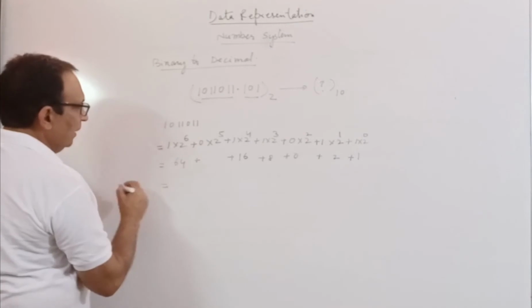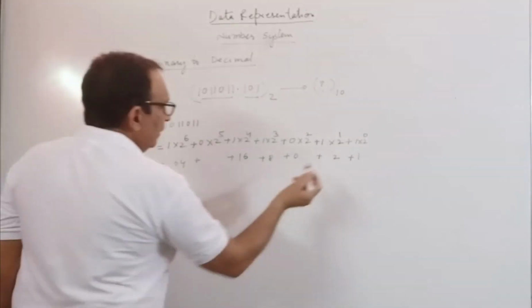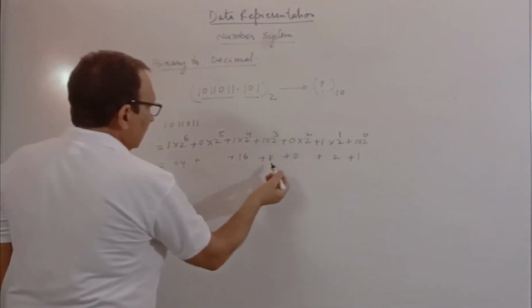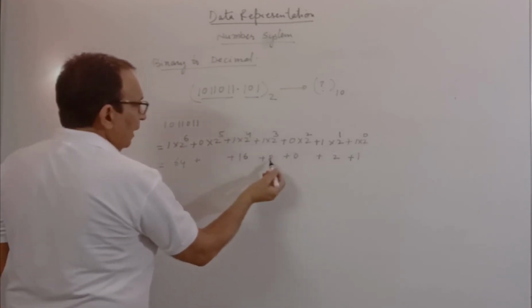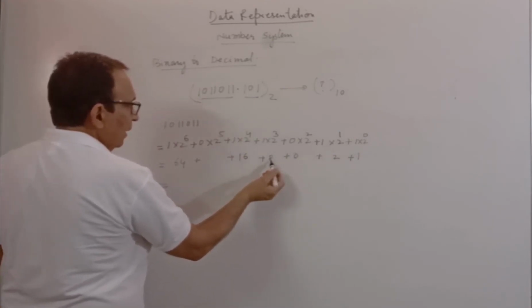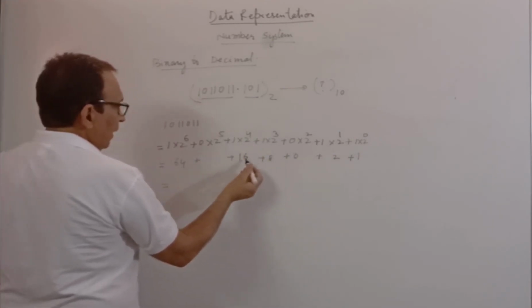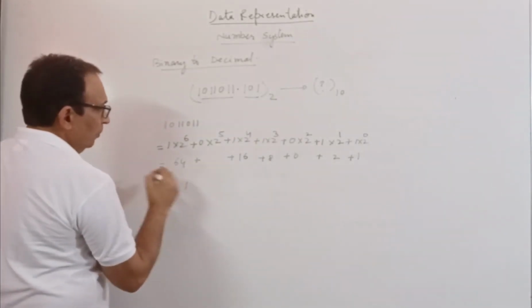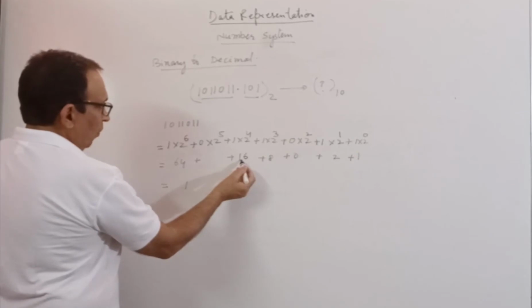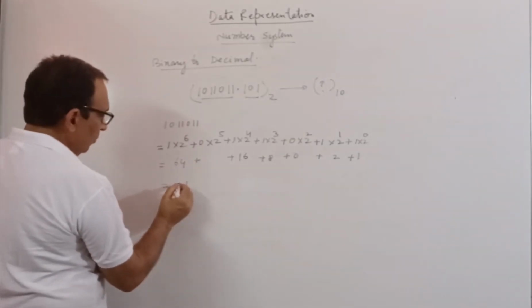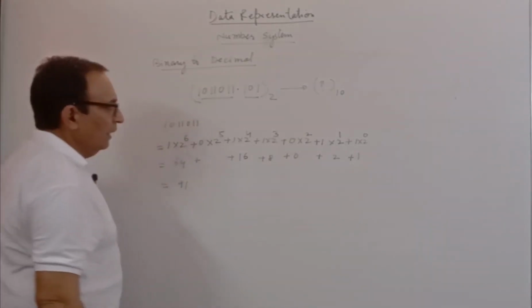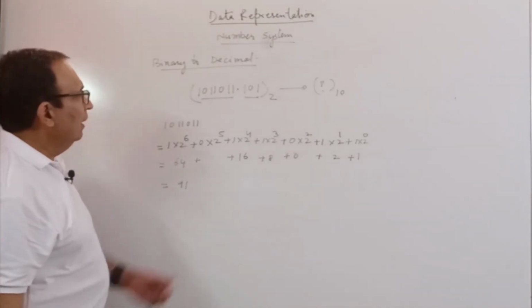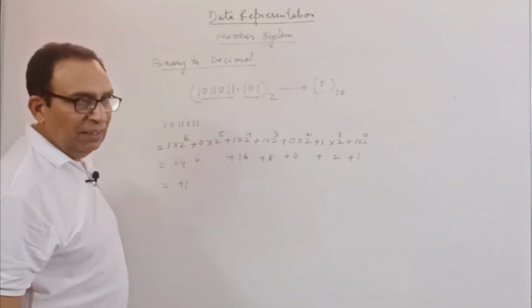Let us see how much it comes all together. 3, 8, 11, 11 and 6, 17, and 4, 21, 21 and 6, 27, and 64, 91. It becomes 91. Let us see the part thereafter.